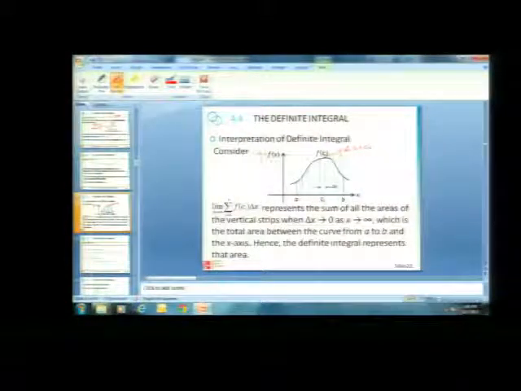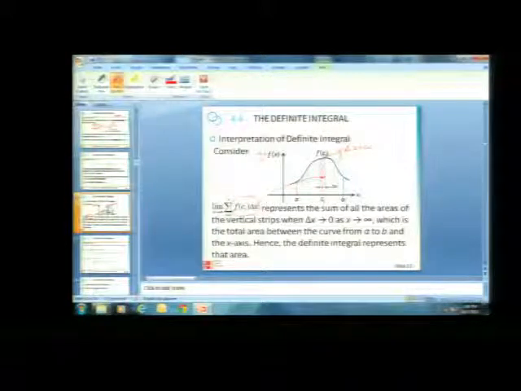Delta x is the change in the x value for that strip. The change in x value is from the left side to the right side of the vertical strip. In other words, the width of the vertical strip is delta x, the increase in the x direction. So f(Ci) times delta x represents the area of this vertical strip. What is inside represents the area of a general vertical strip within this interval.